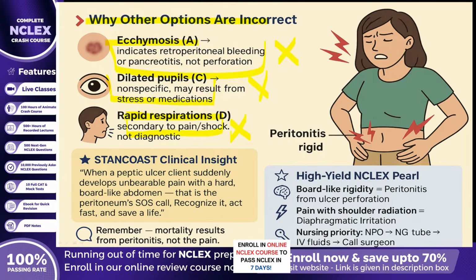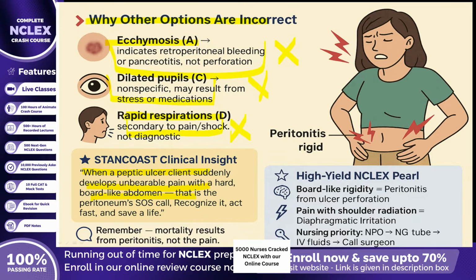Transitioning into our clinical reflection, Stancoast Clinical Insight. When a client with a history of peptic ulcer disease suddenly reports unbearable pain followed by a rock-hard abdomen, every second counts. That rigidity signals the peritoneum's cry for help, a classic alarm of perforation. Rapid recognition and immediate action can make the difference between life and loss.